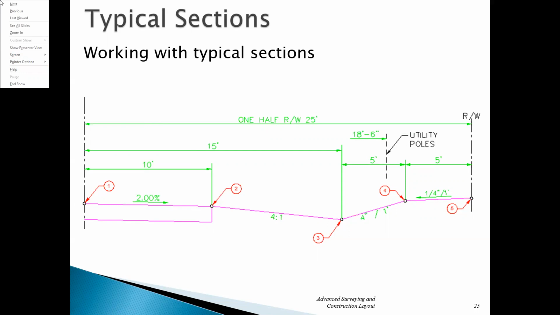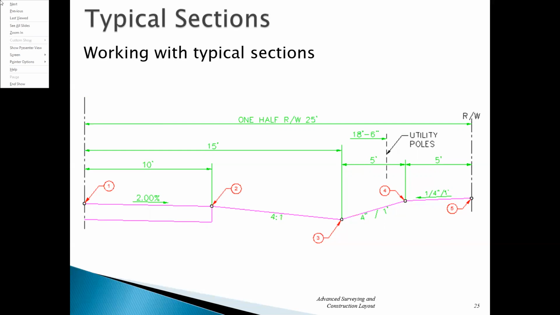And also notice, in this case, my typical section isn't necessarily drawn to scale. That's also true, so don't let that influence you when you calculate these things. Okay, so we then have 4 inches per 1 foot, is that right? Over a distance of 5 feet, right? And then we have another 5-foot distance with a slope of 1/4 inch per foot.